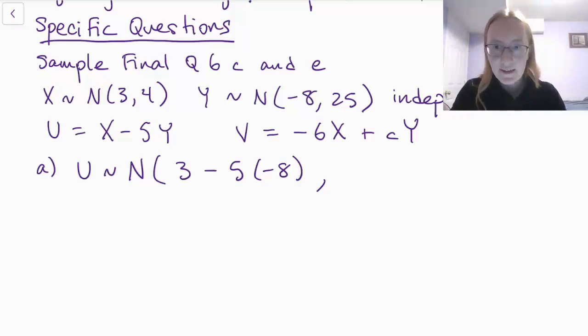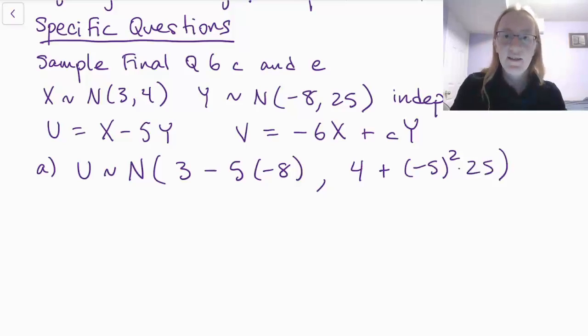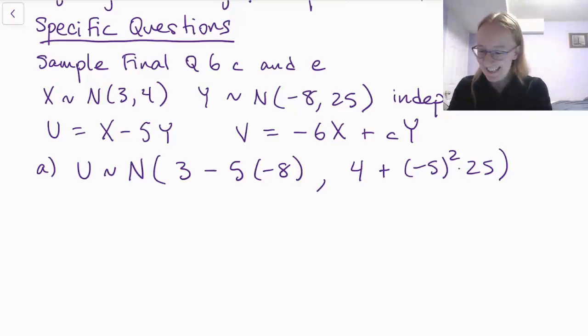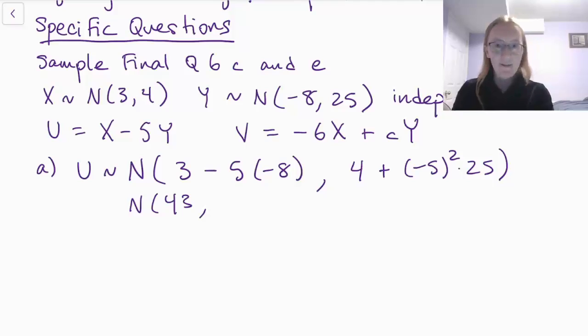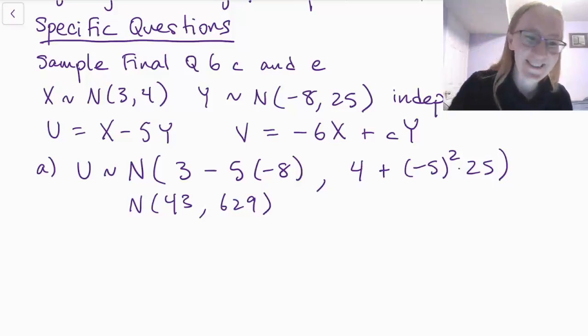The variance of X is 4, and then plus negative 5 squared times 25. And that I will check on my calculator because I can't do that in my head. 3 minus 5 times negative 8 is 3 plus 40, so that's 43, I think. And then 4 plus 25 times 25. Okay, I'm not convinced that was right. 25 times 25 is 625, and then plus 4 is 629. Okay, cool. Thank you for confirming.